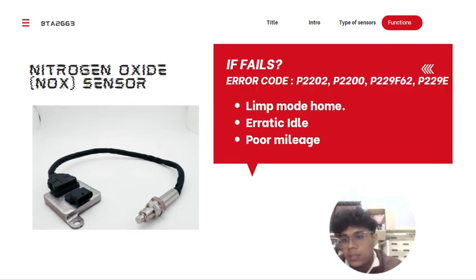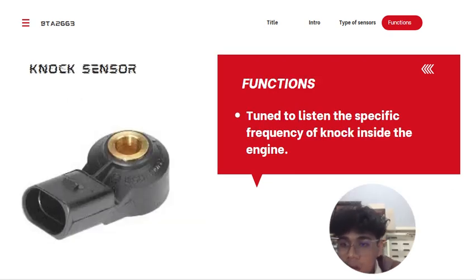The failure of this nitrogen oxide sensor, or what we call the NOx sensor, is going to trigger most modern diesel vehicles to go into limp home mode. You also might get an erratic idle and poor mileage, with error codes of P2202, P2200, P229F62, and P229E.